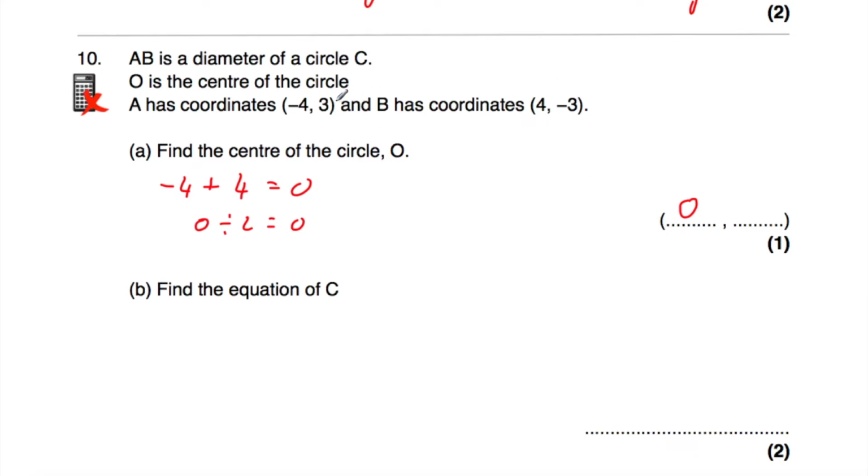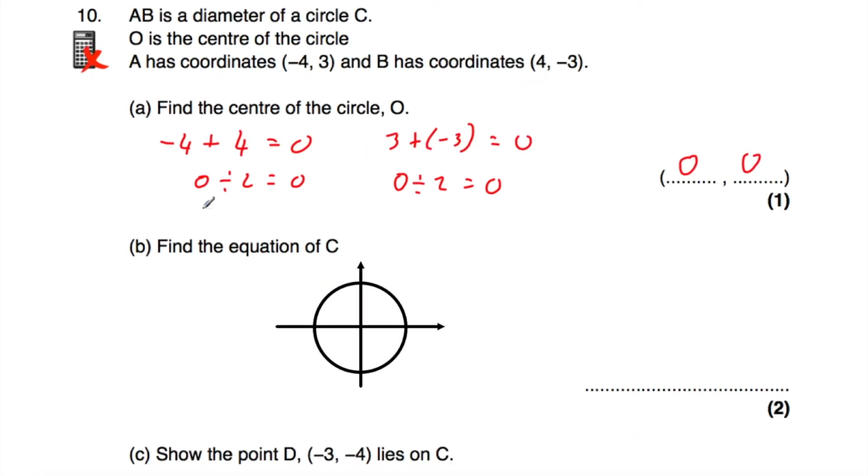And then in terms of the y coordinates, we'll add them together and half it. So we're going to do 3 plus negative 3, so we'll add together the y coordinates, and 3 plus negative 3 would be 0, and 0 divided by 2 is equal to 0. So that means the coordinates of the centre of the circle would be 0, 0. Okay, let's have a look at part B.